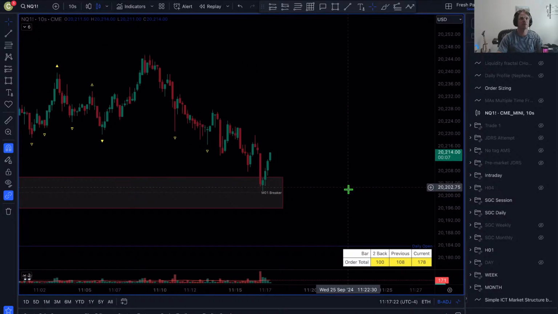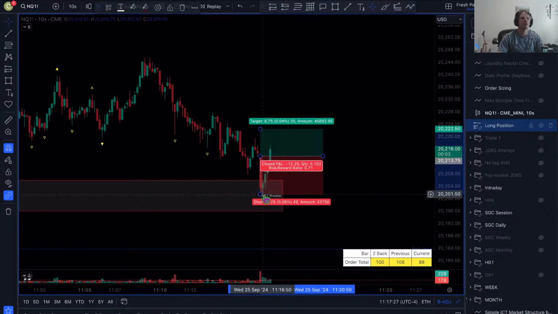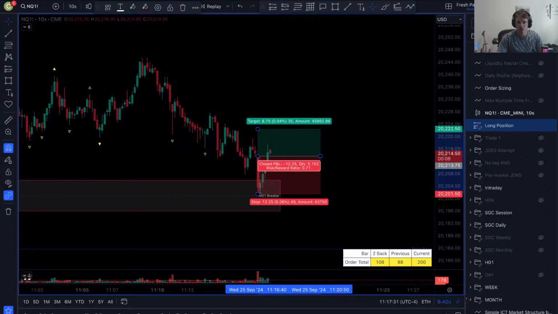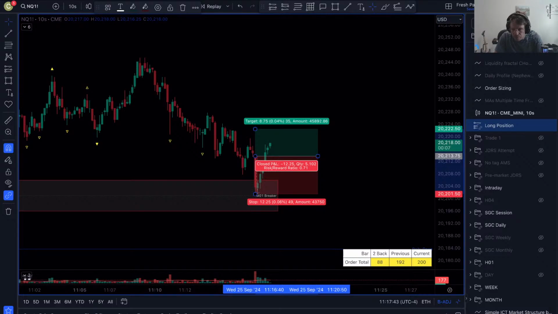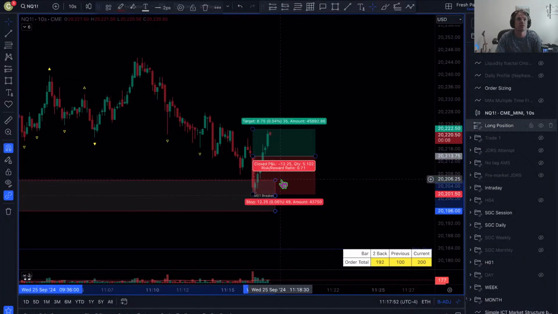That's the hourly fair value gap. That's the M1 breaker now. Tend to throw an S10 trade on right here. 50. Huh? Yeah, I think that was the final sweep right there, because that got everyone who was in the position I was in.